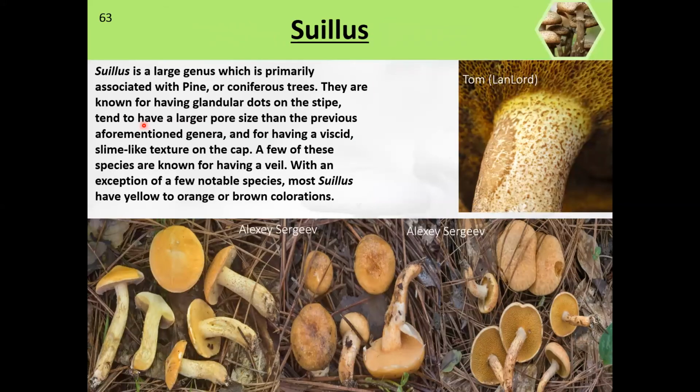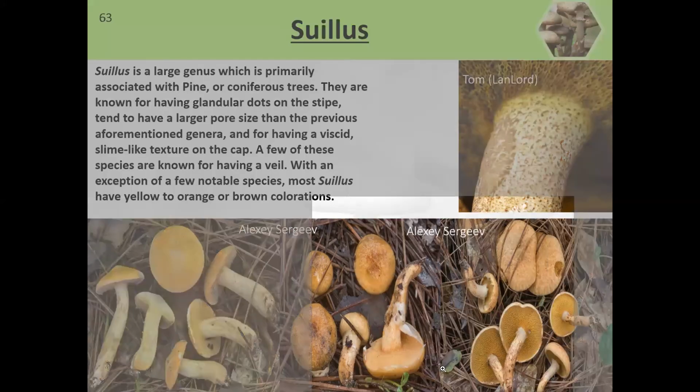Okay, let's see. Suillus is a large genus which is primarily associated with pine or coniferous trees. They're known for having these glandular dots on the stem, right? So these dots are very typical of Suillus and are a very good defining characteristic of this genus. They also tend to have larger pore sizes, and the specimens will have an annulus at times that can disappear. Quite often, you'll have to look at the margin and see if there is any bit of velar material left over. But if you can see right here, it's barely starting.